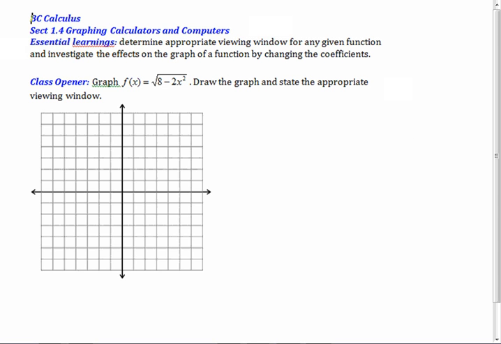Of this section is because sometimes your calculator doesn't lie to you, but you don't always get all the information you need. So you've got to be careful with this. I mean, we can graph this, but it says draw the graph and state the appropriate viewing window. Let's look at the domain, because this is a very good possibility.